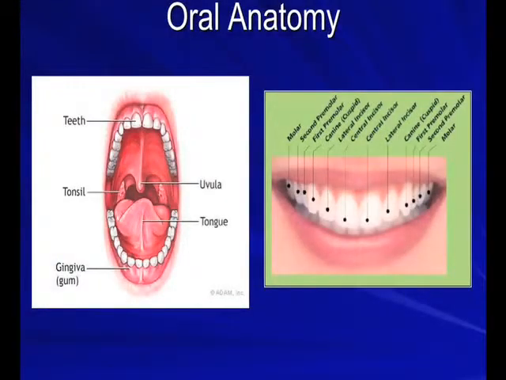Let's first review the anatomy, which should be familiar to you. Of note is the gingiva, or gums, along with the teeth, uvula, tonsil, and tongue as identified in the picture to your left. The right photo reviews the names of the permanent teeth, with the upper central and lateral incisors being the most commonly avulsed teeth. The canines are less frequently avulsed, and the premolars and molars require significant force, and if avulsed, will be accompanied by other significant facial trauma.